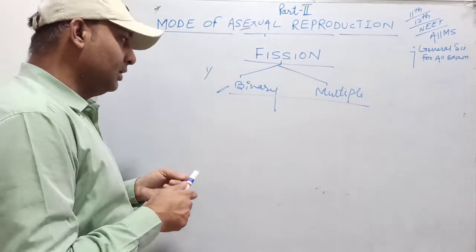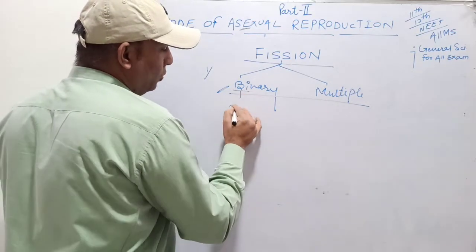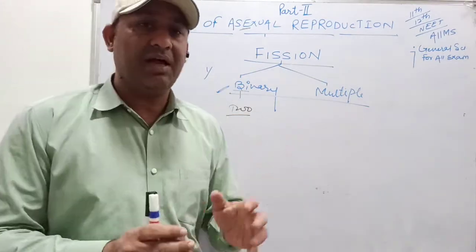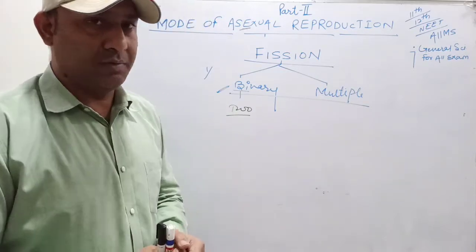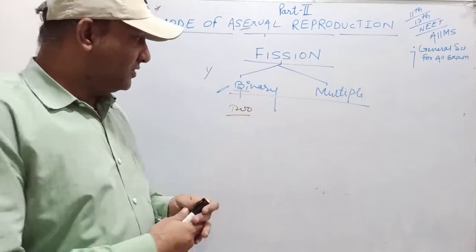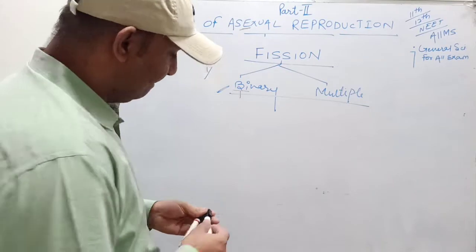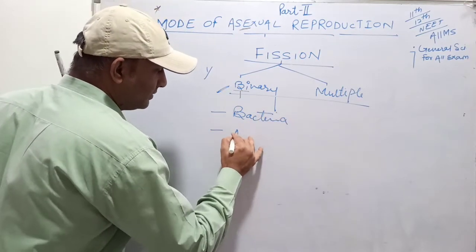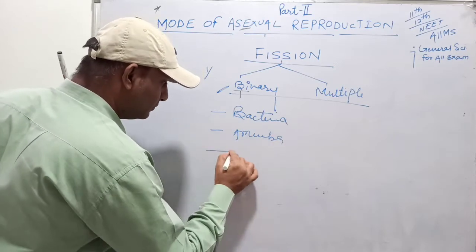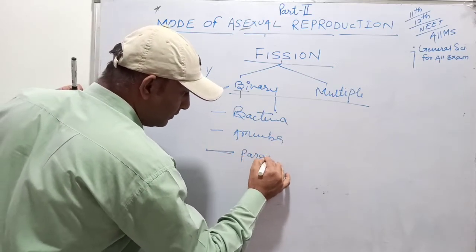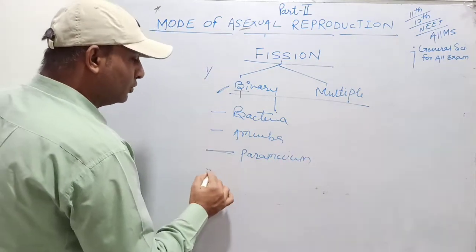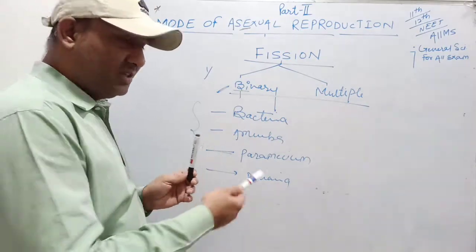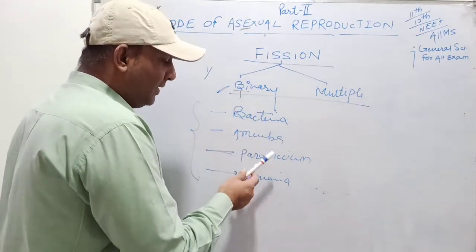Now first we take binary fission. In binary fission, the word bi means two. So the organism divides or splits into two equal halves, and each equal half develops into a new progeny. That type of asexual reproduction is called binary fission. The examples of binary fission are bacteria, amoeba, paramecium and planaria. These are the four examples of binary fission which I already explained in the chart.